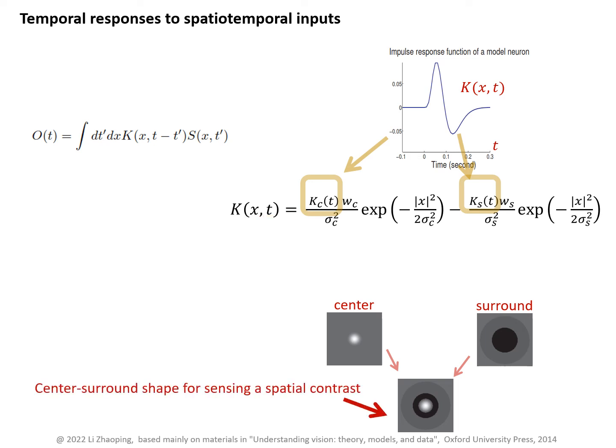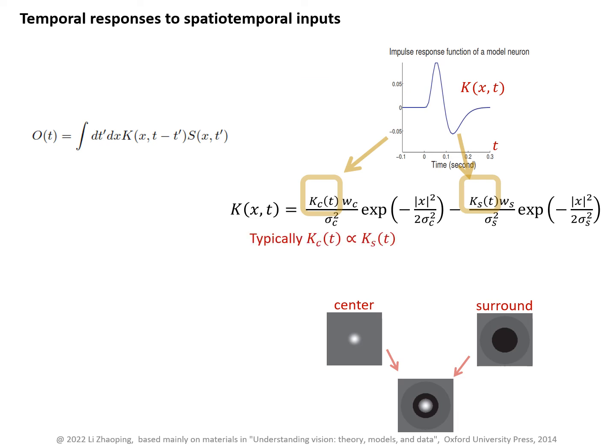Since the center-surround shape of the receptive field is good at sensing a spatial contrast between the center and surround, and this temporal shape senses a temporal contrast, such a neural receptive field is sensitive to both the spatial and temporal contrasts in visual inputs. Typically, these two temporal functions are not scaled versions of each other. For example, the temporal spread for the surround temporal filter Ks may be longer than the temporal spread for the center filter Kc. Therefore, the spatial-temporal filter cannot be written as a product of a spatial filter Kx and a temporal filter Kt.